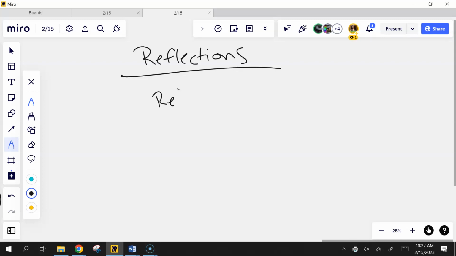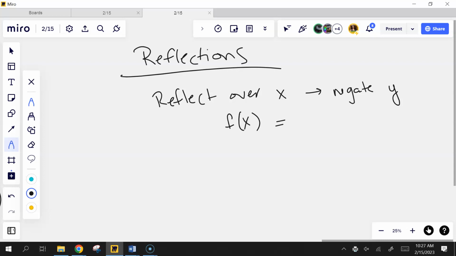If I reflect over x, this means I negate or change the sign of y. And in function notation, reflecting over x is when you put a negative out in front of the entire equation. Okay? Think about your quadratics. Whenever we did them, we said if that a was negative, it was upside down. That's why it was upside down. It was reflecting over the x-axis.